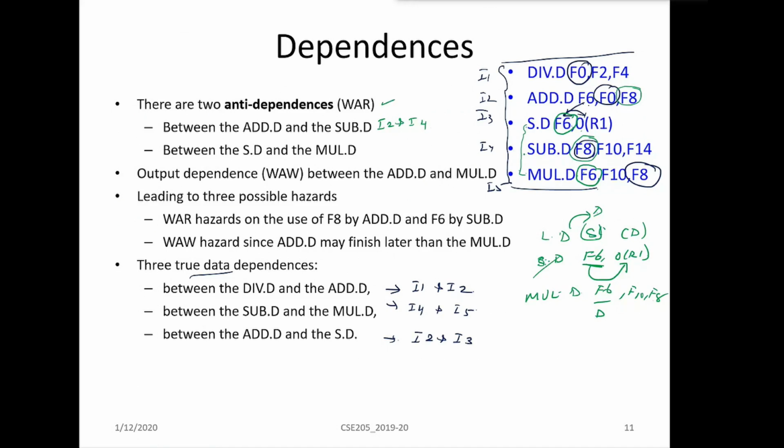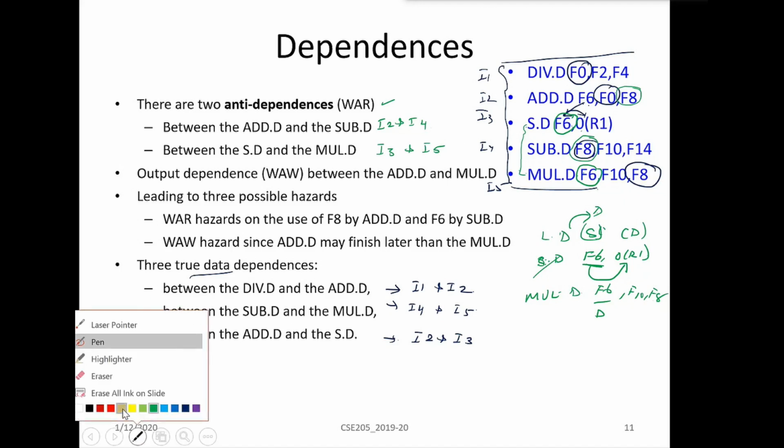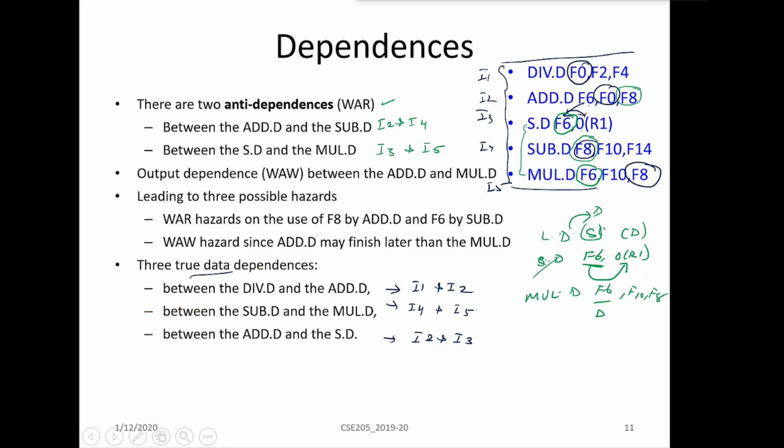So you have to be very careful when you go with the store instructions. Don't interpret this as the destination and don't write it as output dependence. This is anti-dependence. Clear? Any doubt in this between I3 and I5? Guys, any doubt? Yes, ma'am. Clear, okay.